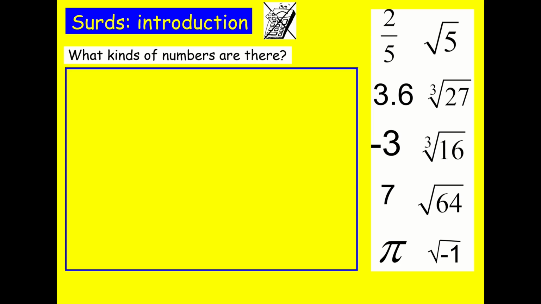It's very easy to just put numbers in your calculator and get it to do stuff, but it's about understanding the idea of surds and not just having a machine do the calculations for you. So my first question, and I want you to spend a few minutes on this, is what kinds of numbers are there? I just want to know what you might come up with. Have a go.